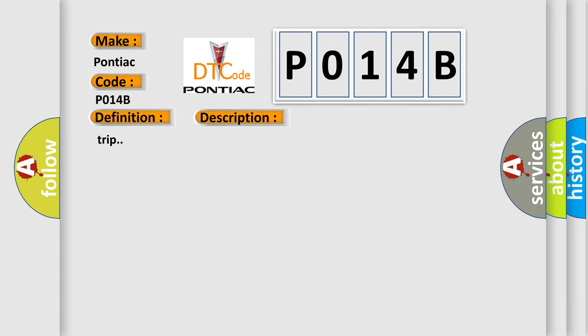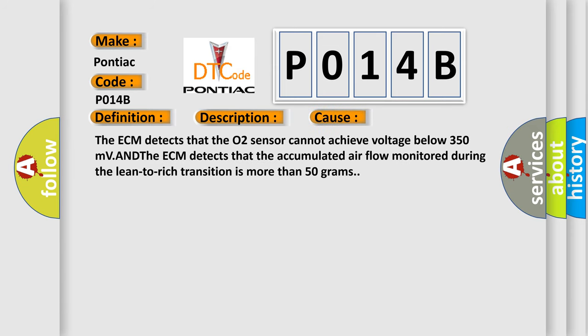This diagnostic error occurs most often in these cases. The ECM detects that the O2 sensor cannot achieve voltage below 350 mV, and the ECM detects that the accumulated airflow monitor during the lean-to-rich transition is more than 50 grams.